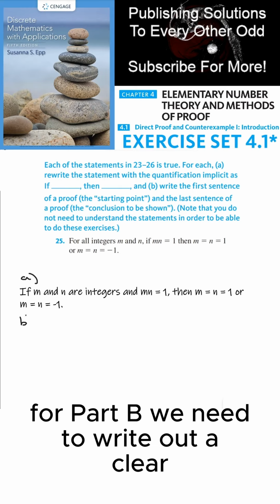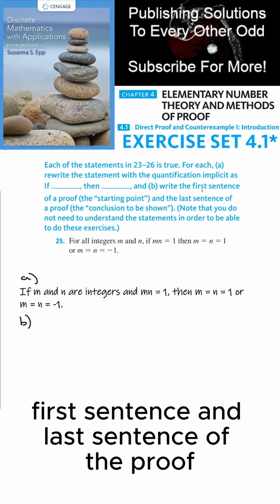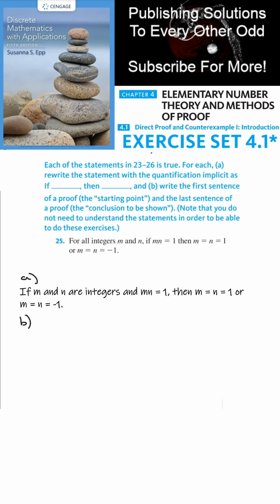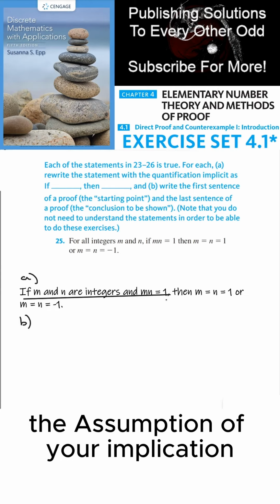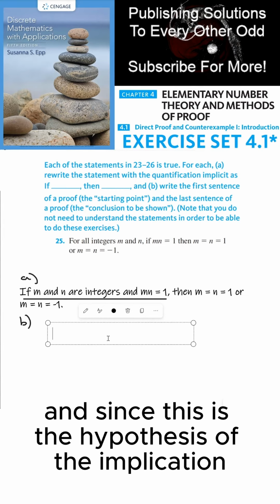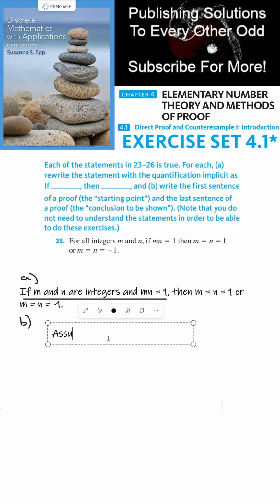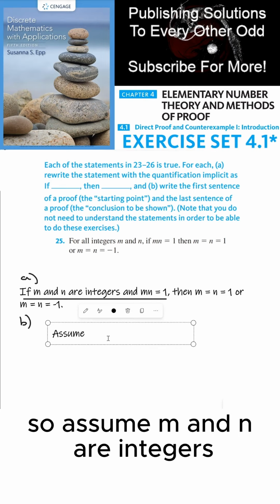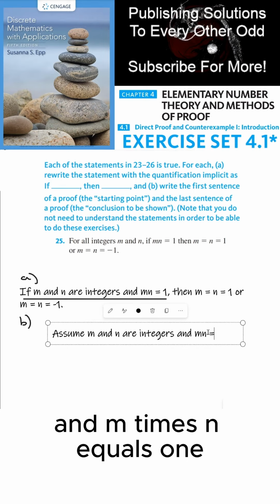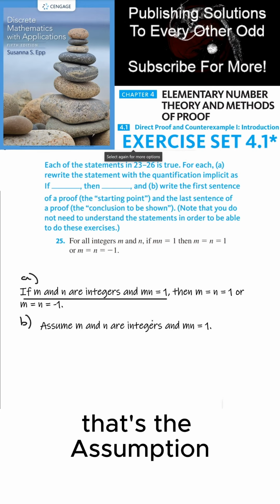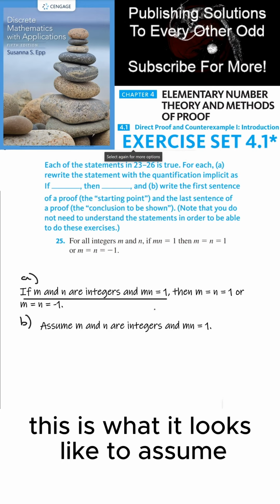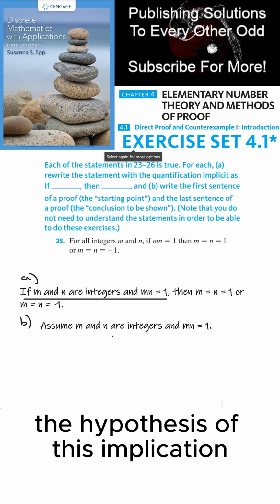For part B, we need to write out a clear first sentence and last sentence of the proof. The first sentence is usually the assumption of your implication without the if part. And since this is the hypothesis of the implication, we need to start by assuming the hypothesis portion. So assume m and n are integers and m times n equals 1. So that's the starting place. That's the assumption. This is what it looks like to assume the hypothesis of this implication.